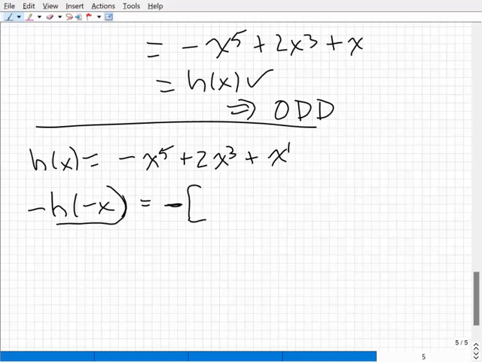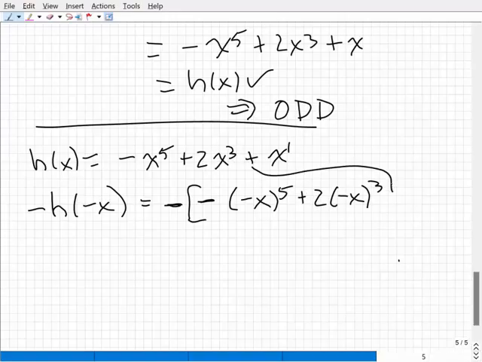Now what is this guy? This is this, where you replace all the x's with negative x. So I got a minus sign. Replace x with negative x. I got a plus 2. Replace x with negative x. I got a plus sign. Replace x with negative x. Okay, now there's the minus.